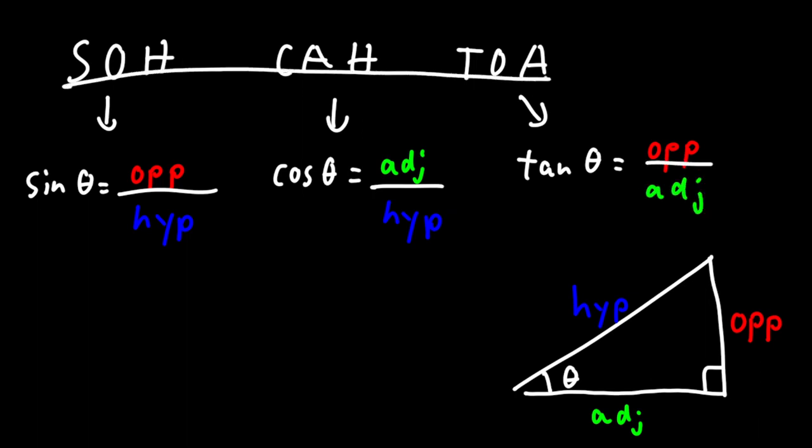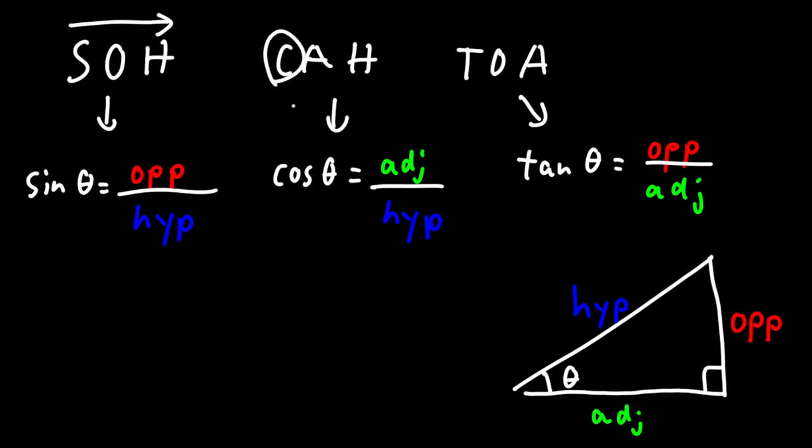Notice we can use sohcahtoa to help us remember this. The S stands for sine, the O is opposite, and the H is hypotenuse. Sine is opposite over hypotenuse, a left to right order. Ca, the C stands for cosine, the A stands for adjacent, and the H stands for hypotenuse. Cosine is adjacent over hypotenuse, again from a left to right order. Toa, the T stands for tangent, the O stands for opposite, and the A stands for adjacent. Tangent is opposite over adjacent, again from a left to right order.